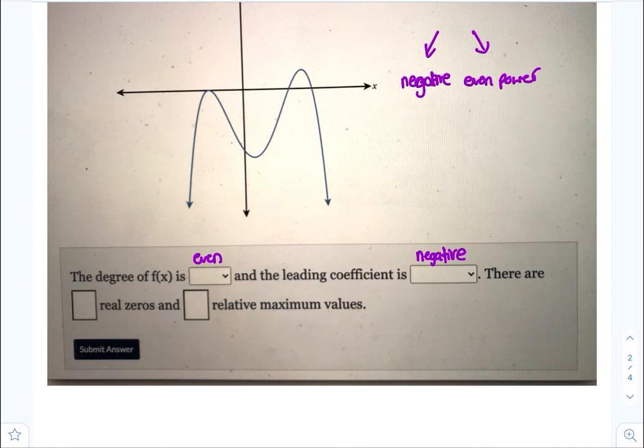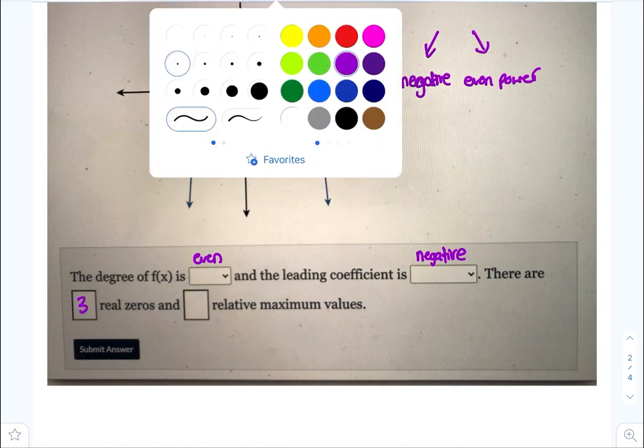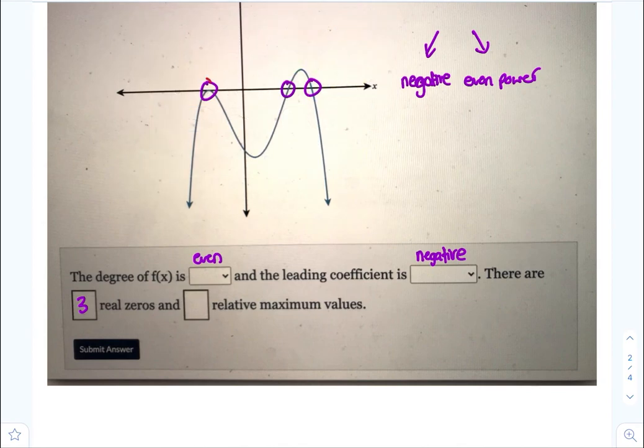There are how many real zeros? 1, 2, 3. There's 3 real zeros. Relative maximums, how many maximums do we see? 1, 2. And this is how you guys do determining your features of a polynomial graph.